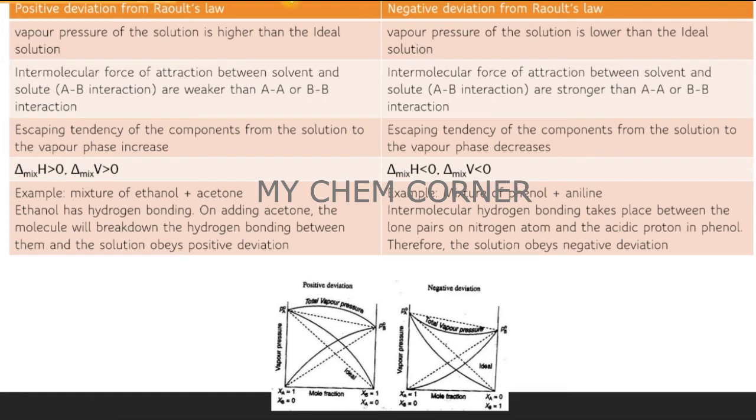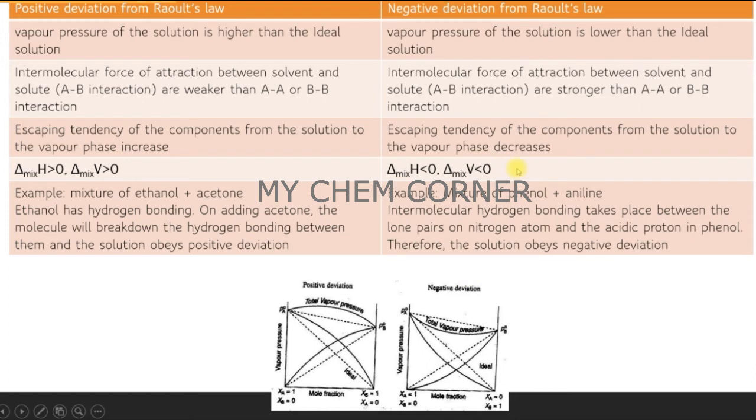Now when I'm talking with respect to enthalpy of mixing, because the bonding is weaker and you want them to form bonds, you need to apply more energy. More enthalpy of mixing is required, because it's not mixing, it is not forming bonds. So you need to apply more energy. That is why the enthalpy is greater than 0.